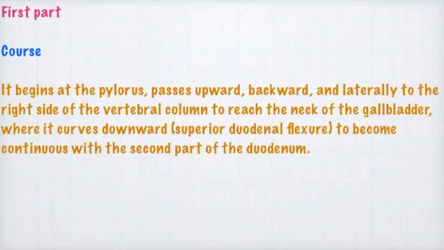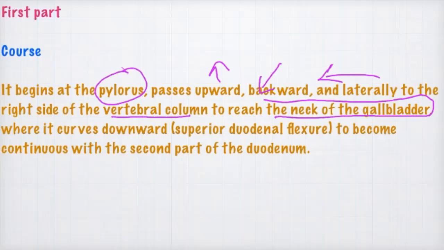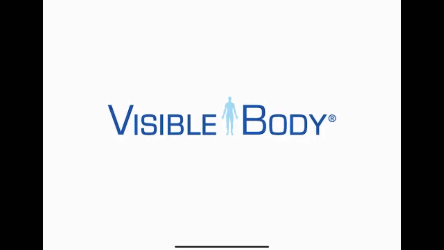Coming to the first part, the course: it begins at the pylorus, passes upward, backward and laterally to the right side of the vertebral column to reach the neck of the gallbladder, where it curves downwards. The downward curve is called the superior duodenal flexure, to become continuous with the second part of the duodenum, right?